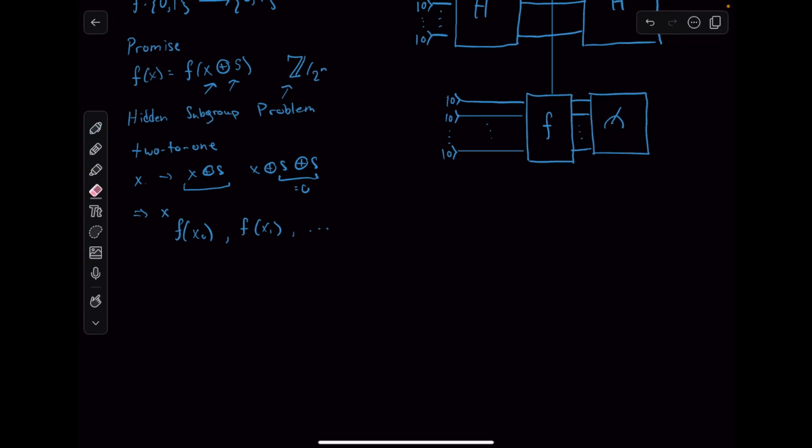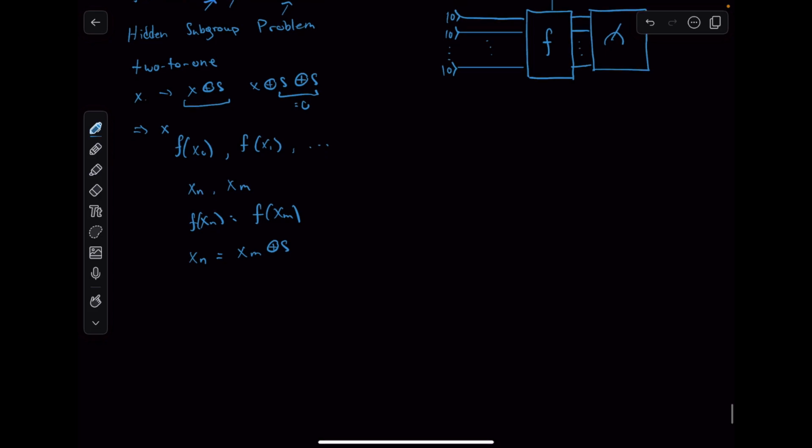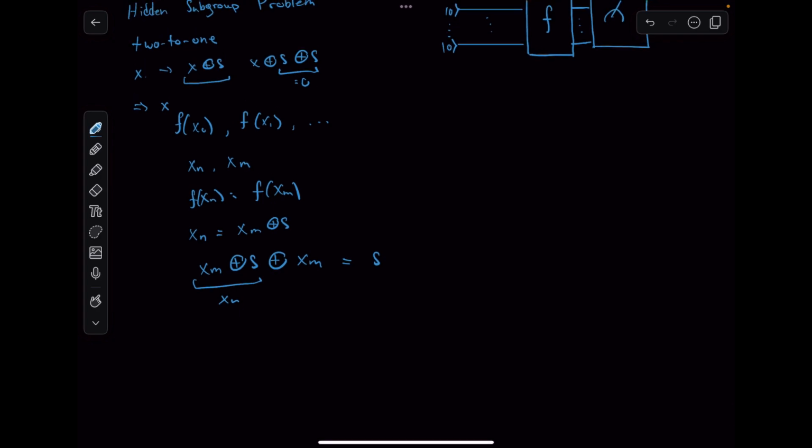Let's say xn and xm, such that f of xn is equal to f of xm, and then you just use the promise here that this means xn must be equal to xm XORed with s. So you can just take xm XORed with s and XOR it with xm. And remember, this is just xn. So if you have these 2 inputs, you can just do this. And of course, this here is going to just give you s. So this is how you'd find it in the classical case.